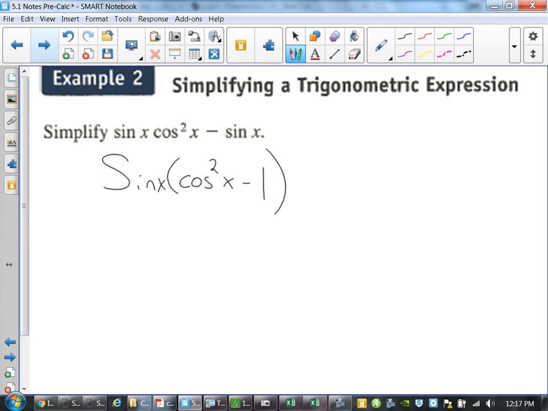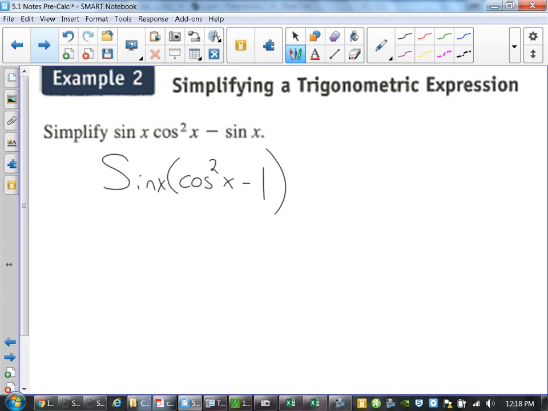Cosine squared minus 1 is pretty close to the Pythagorean identity, isn't it? Pythagorean identity says sine squared plus cosine squared is 1. But cosine squared minus 1, it would have to be sine squared equals 1 minus cosine squared. So what would you be able to do to turn this around? What can I factor out of that to change the signs of it?